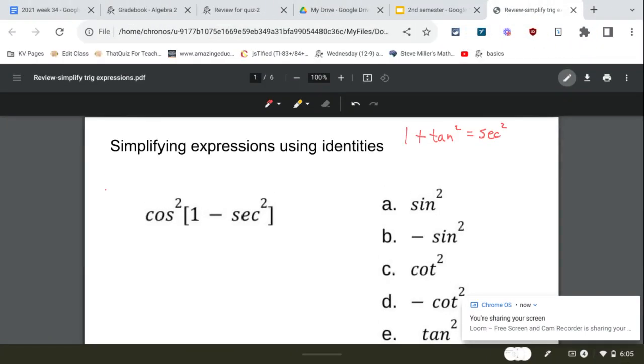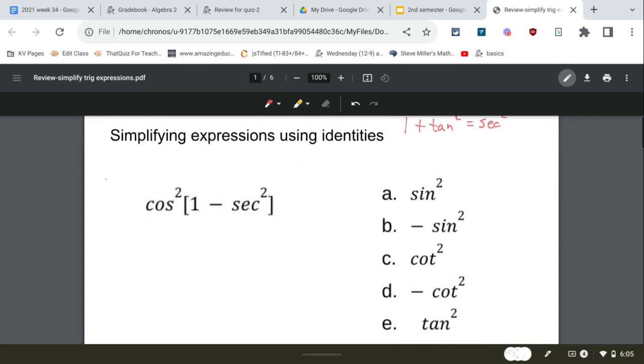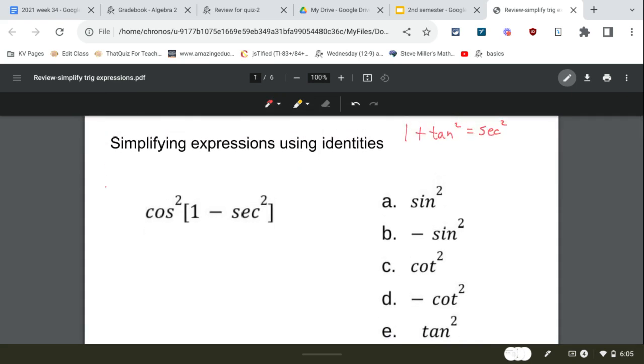All right, so I'm asked to simplify this trigonometric expression using some identities. The way I'm going to do this one is I'm going to swap out the 1 minus secant squared for something to do with tangent squared. That's one of our Pythagorean identities. Notice here that if I move the 1 over, I get tangent squared is equal to secant squared minus 1. But I have 1 minus secant squared, so that's going to be negative tangent squared.